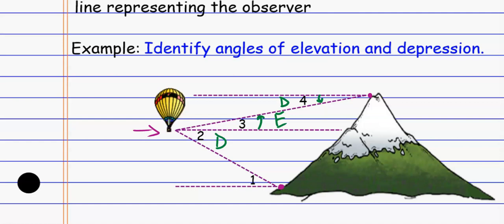And then angle 1. This horizontal line down here represents the person at the base camp, and the angle is going up from there. So that's an angle of elevation, okay? They would be looking up to the people in the hot air balloon. That's the idea of angles of elevation versus depression. Really, it's about perspective, okay?